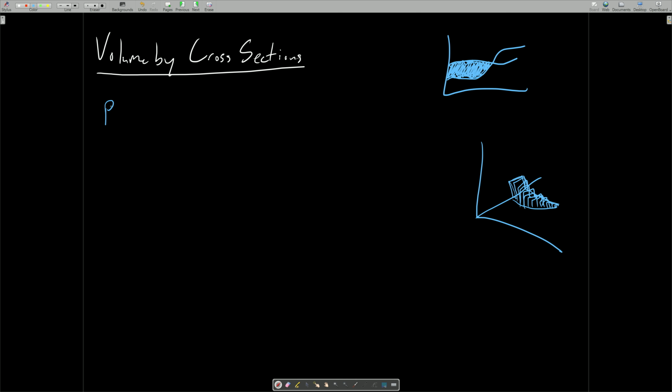Your cross sections may be perpendicular to the x-axis or the y-axis. If it's perpendicular to the x-axis, you're going to be doing your calculations in terms of x. If it's perpendicular to the y-axis, you'll be doing it in terms of y. You want to change everything to terms of y, not just your function, but also your bounds.